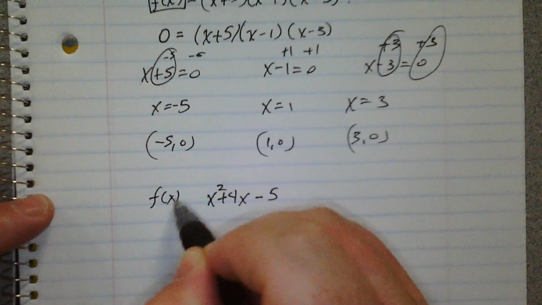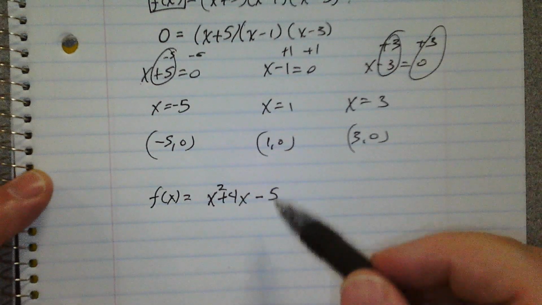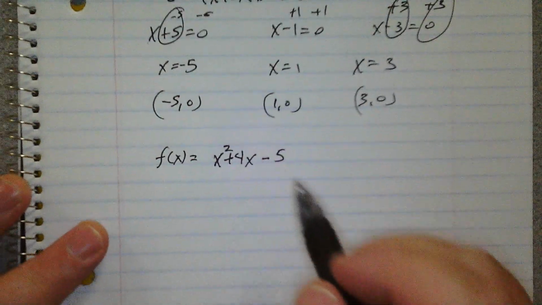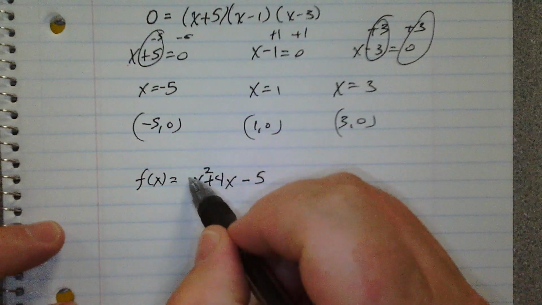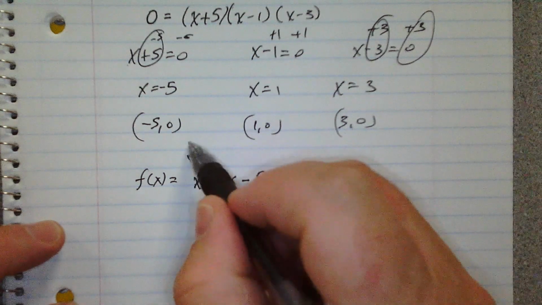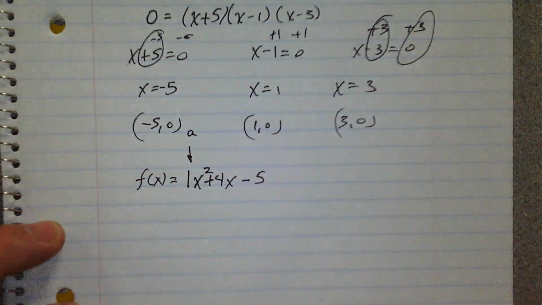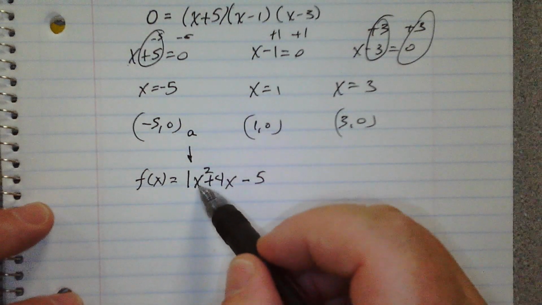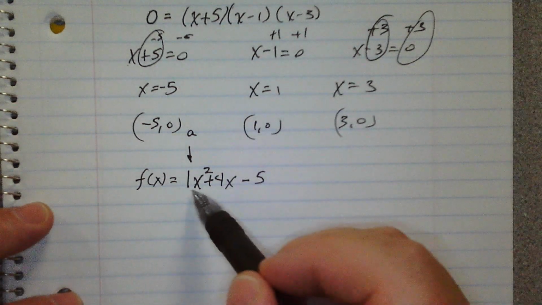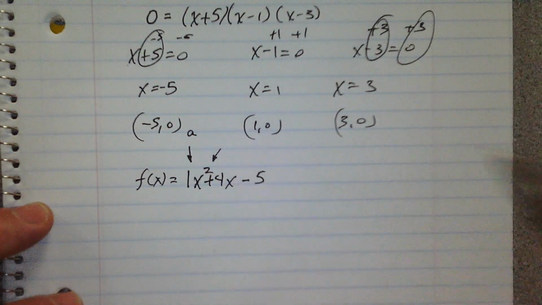So let's say we had this as a function, and you'll see where this ties into what we just did in just a moment. Well, here, if you remember, a is the leading coefficient. The leading coefficient is the coefficient of the term with the highest exponent. The highest exponent is called the degree.